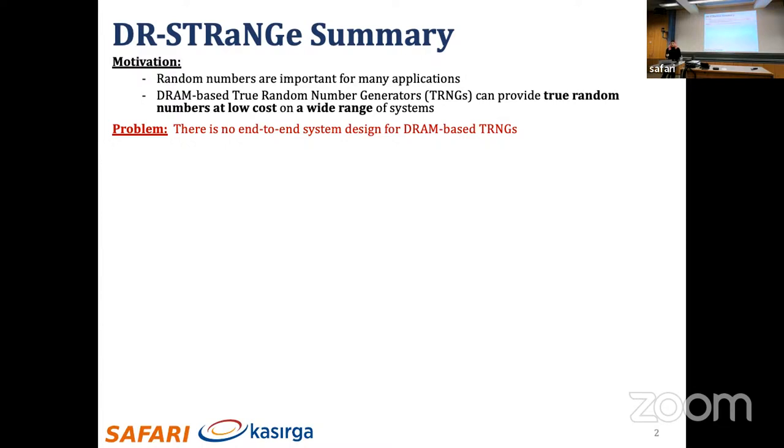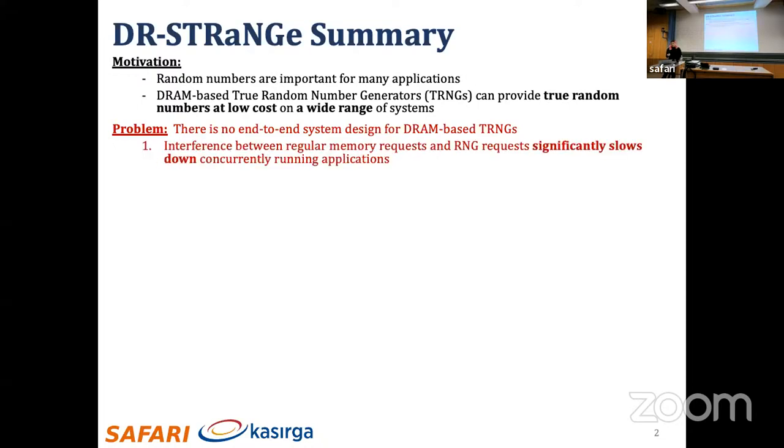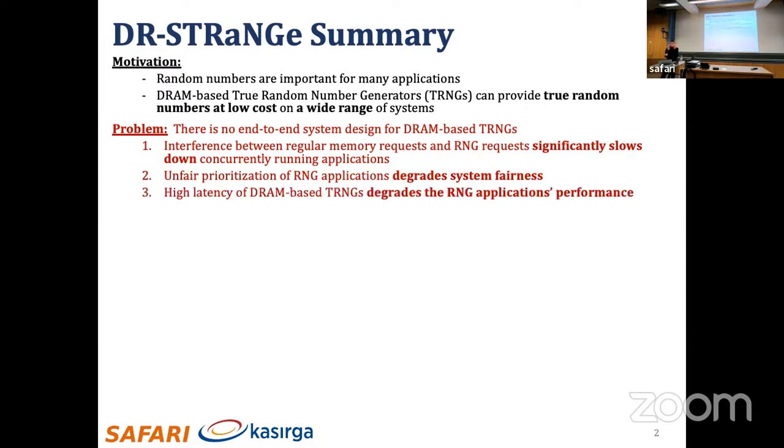We identify three key challenges for using DRAM-based TRNGs in current systems. As DRAM is used as main memory, random number generation in DRAM creates an interference between regular memory requests and RNG requests, which we call the RNG interference. This can degrade the system performance by slowing down concurrently running applications. This RNG interference can cause unfair prioritization of applications that intensively use random numbers, which are called RNG applications, and degrade system fairness. And due to the high latency of DRAM-based TRNGs, RNG applications can experience significant slowdowns.